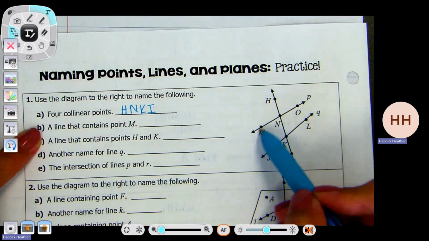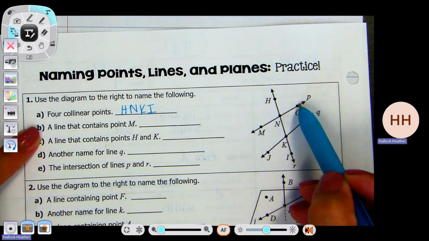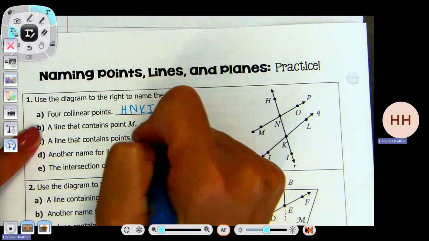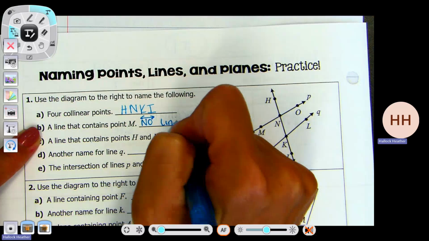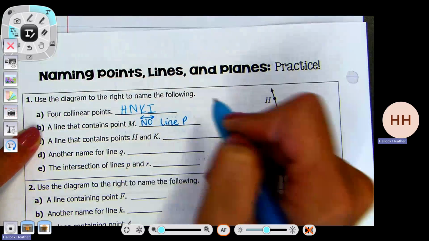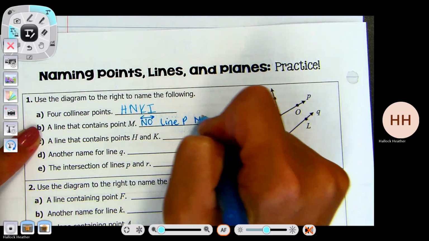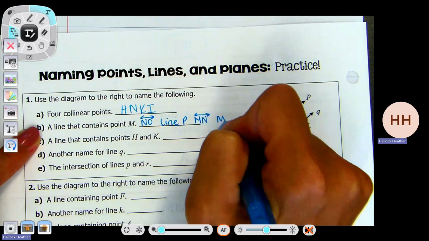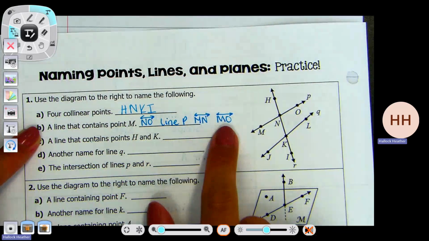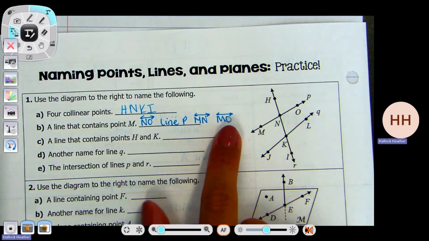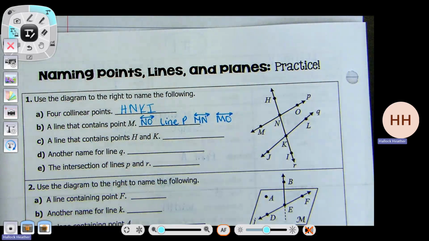MNO, technically, when you're naming a line, you should not use 3 letters. So you could say NO, you could say line P, you could say MN, you could say MO. Do not write all of these. As long as you have one of them, and even if the letters are backwards, then that's totally fine. As long as you have one answer, then it's fine. But when you're naming a plane, that's when you use 3 letters. When you're naming a line, you use any 2 letters on that line.